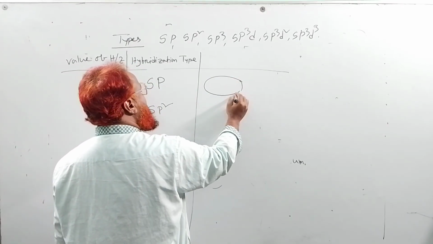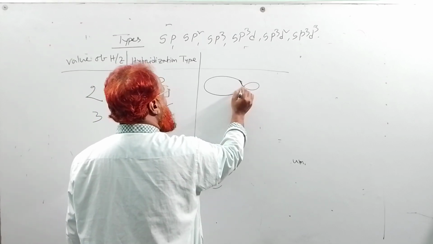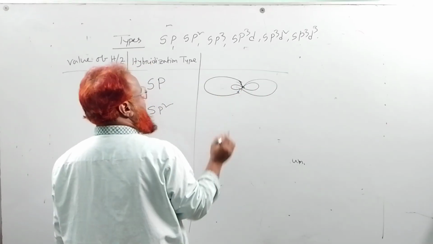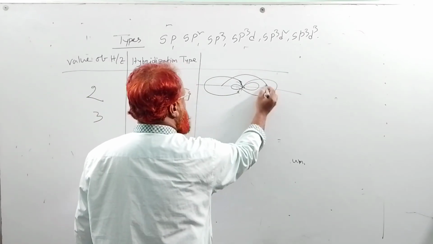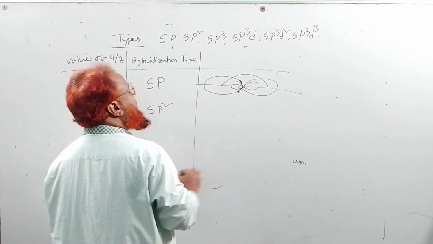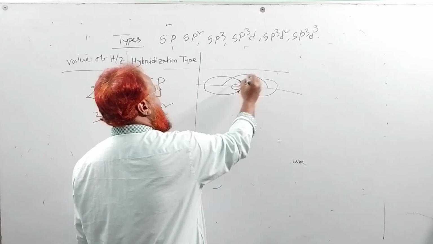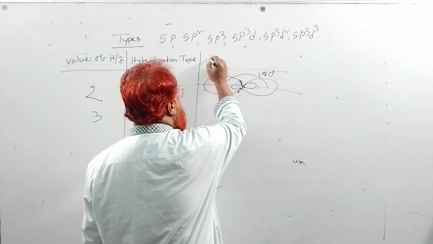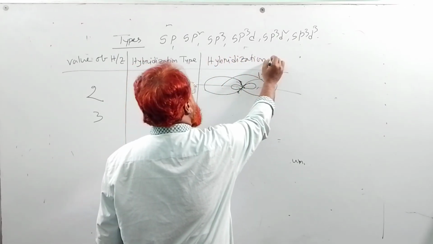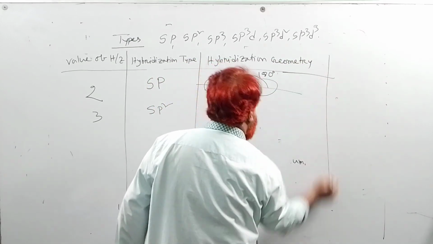So, what will be their arrangement? Like this. Now, come to the point, their bond angle will be 180 degree. Now, a question may arise from this diagram. So, I will make you understand very soon. Wait. And its bond angle will be 180 degree. And it is the hybridization geometry. Hybridization geometry means how the hybrid orbitals are arranged together. Okay. This is the hybridization geometry.